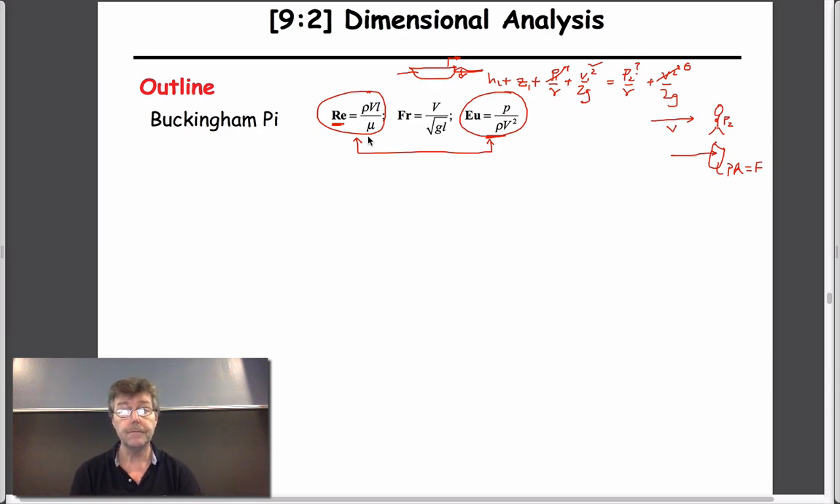Yes? Isn't the head not supposed to be downstream? Yes.